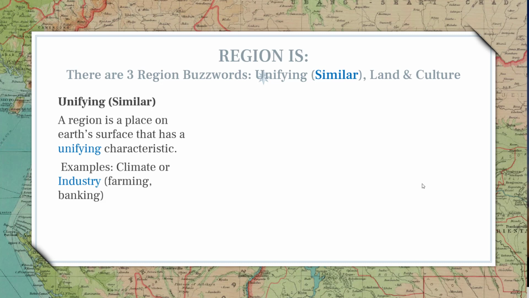So places might have a similar climate, and that would be a region that has that climate. They might have similar industry, like farming. There are farming regions. In the United States, farming regions might be places like Kansas or Nebraska. There are also banking regions. Sometimes those go by a different name than regions. Sometimes they're called banking districts, but areas where a lot of banking goes on.